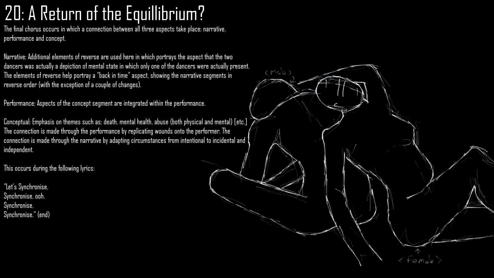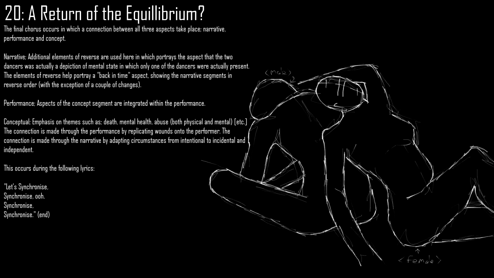And number 20, a return of the equilibrium? The reason why there's a question mark in the title is because we want to contrast to Todorov's theory about his 5-stage narrative. I've already explained this in 1.7, but we want to contrast to what Todorov states, that there are 5 stages to the narrative, and we only want to do his first 3.